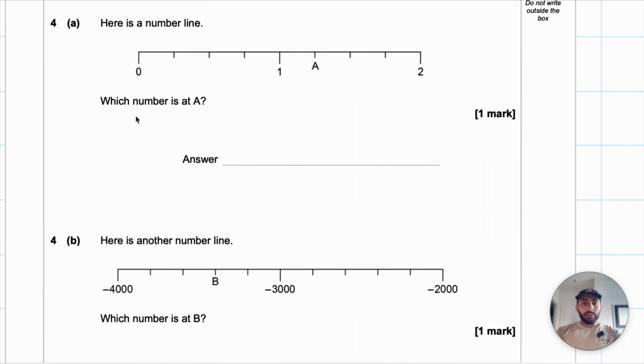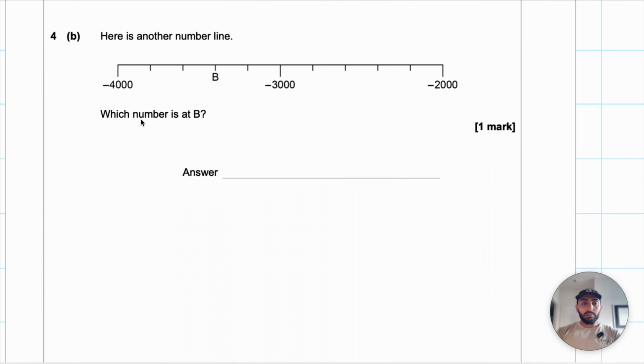Question 4, here is a number line. Which number is at A? I've got 1 here and I've got 2 there, and there's 1, 2, 3, 4 gaps, and those 4 gaps are equal to 1. So that means each gap is going to be worth 1 divided by 4, which is 0.25 or a quarter. So if this is 1, this will be 1.25.